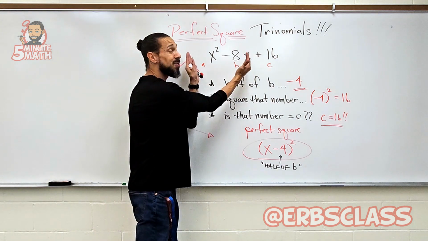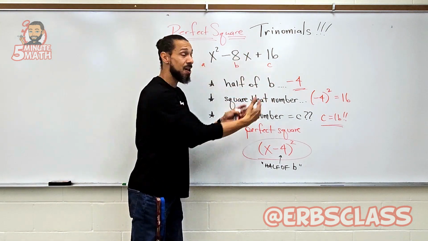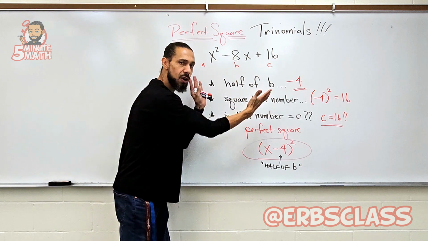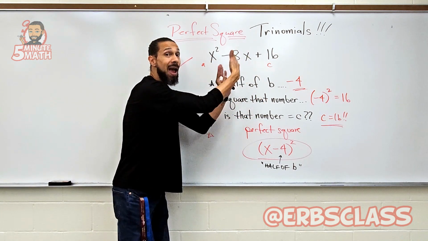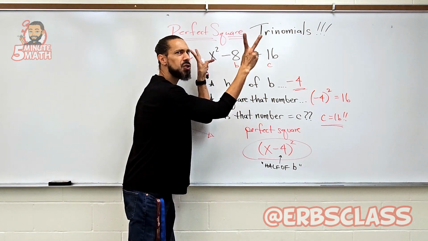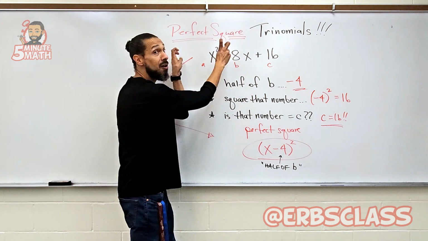Sometimes it works out and sometimes it doesn't. And when it's not a perfect square trinomial, we can do a couple of math tricks to complete the square, complete the perfect square trinomial.